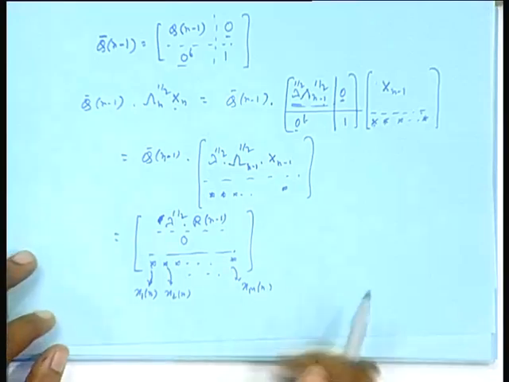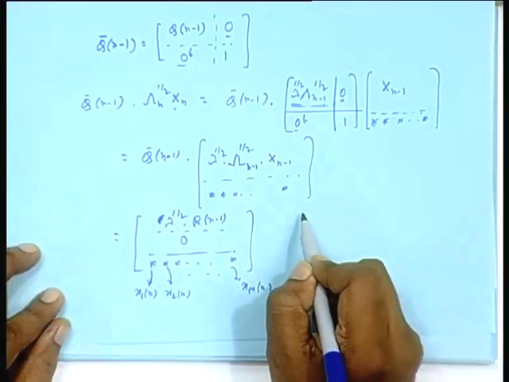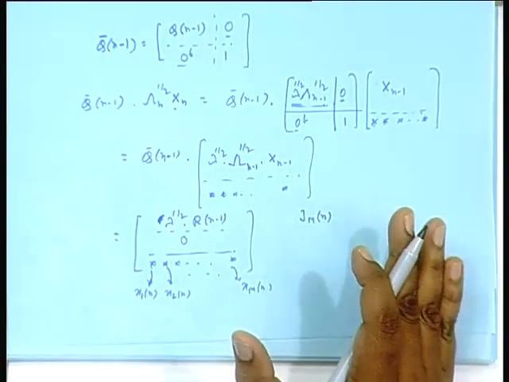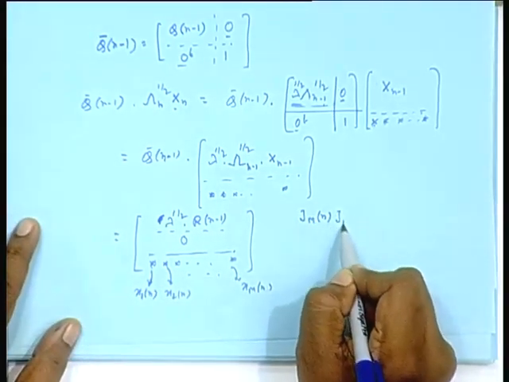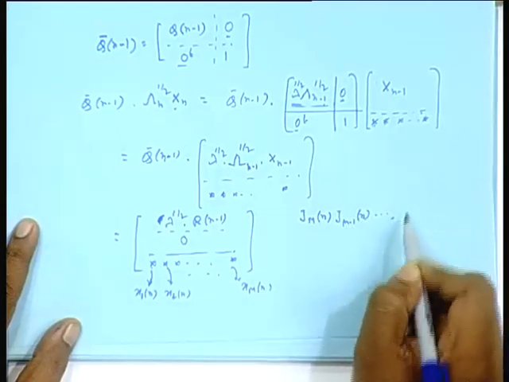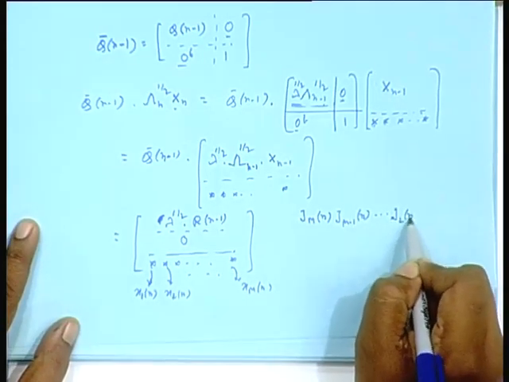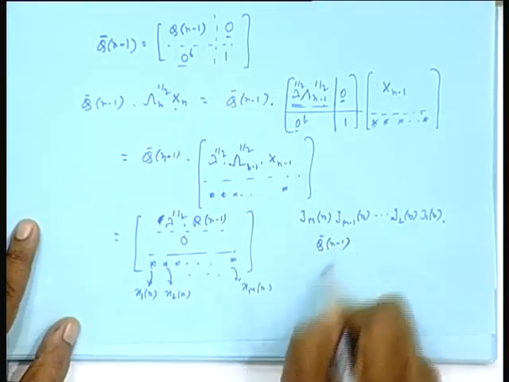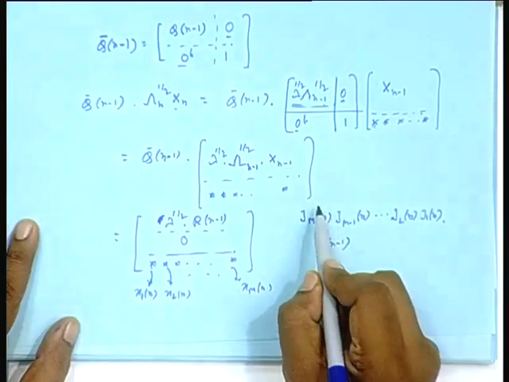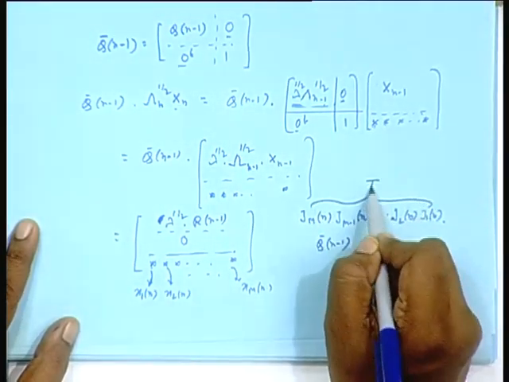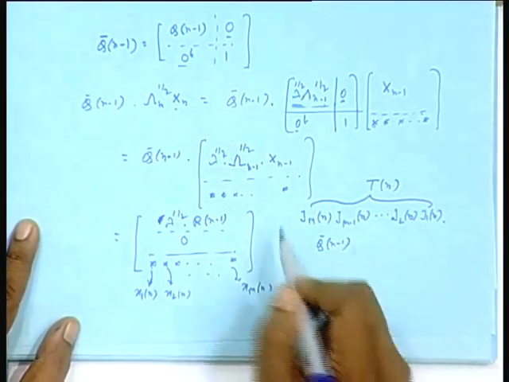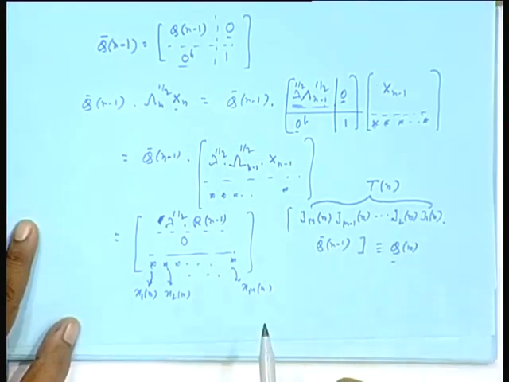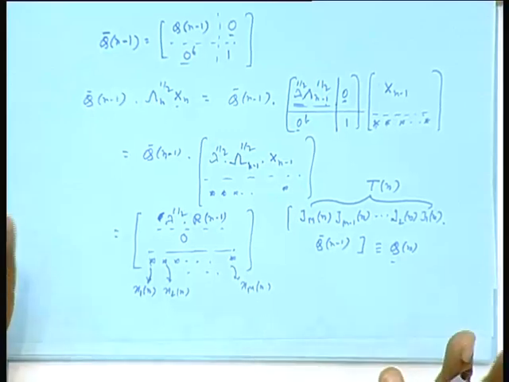So, that means, if I now take this and have j m, now I put n by the way, because all that data depends on data up to index n, j m n dot dot dot j 2 n, j 1 n into this q bar n minus 1. This part let us call it T n. So, T n into q, this is my q n. Okay.